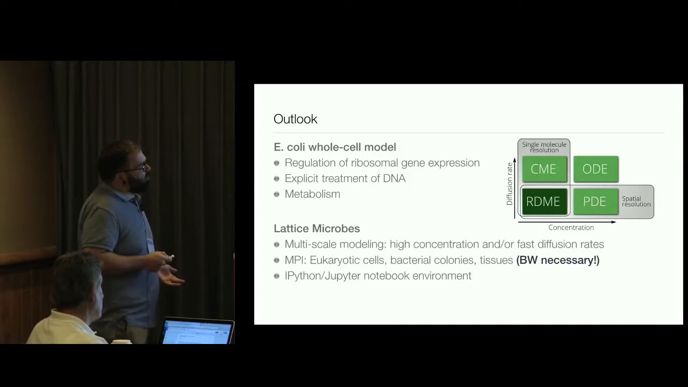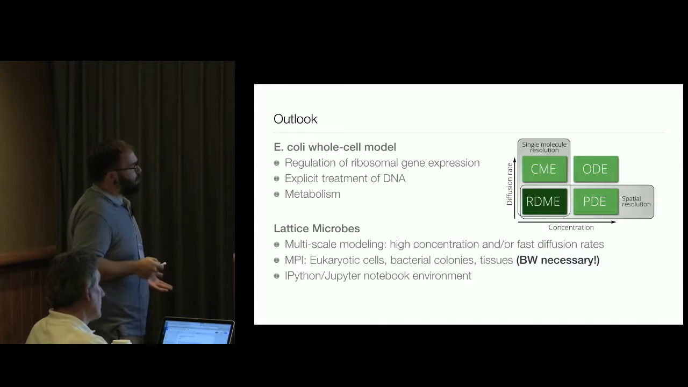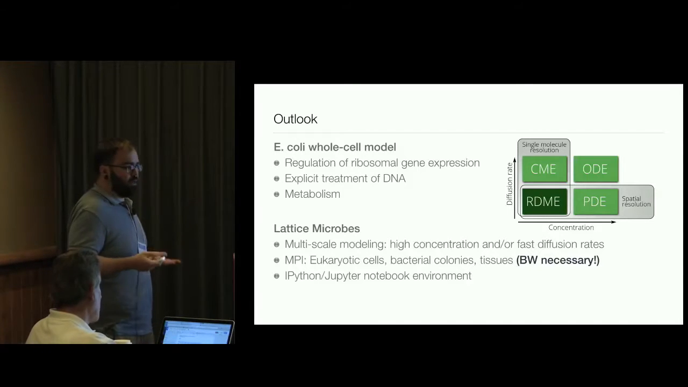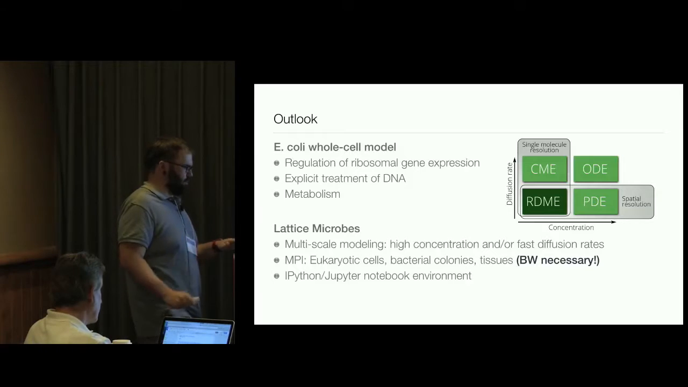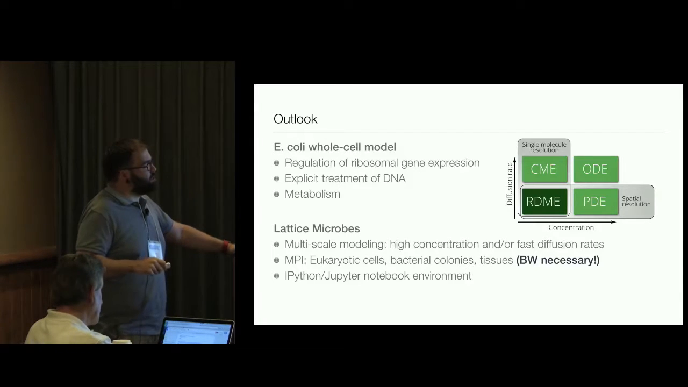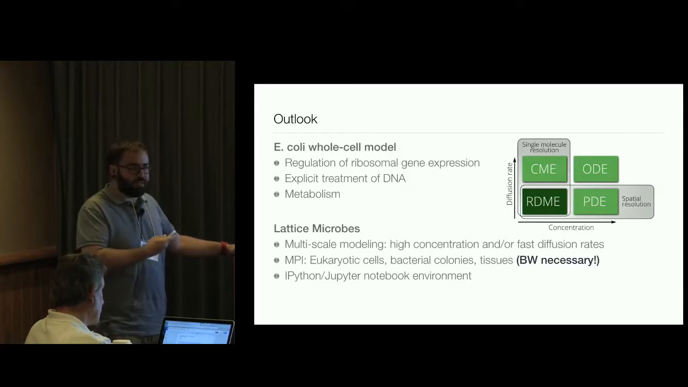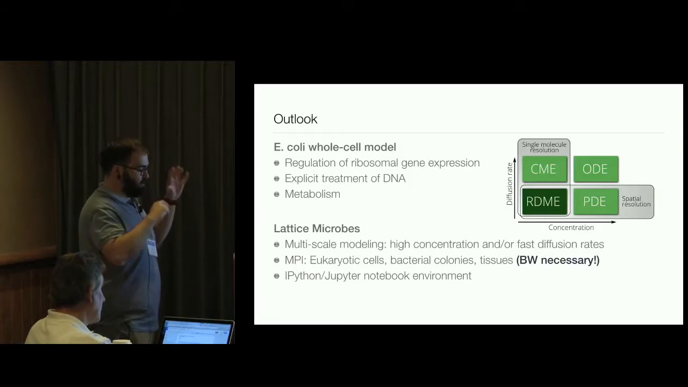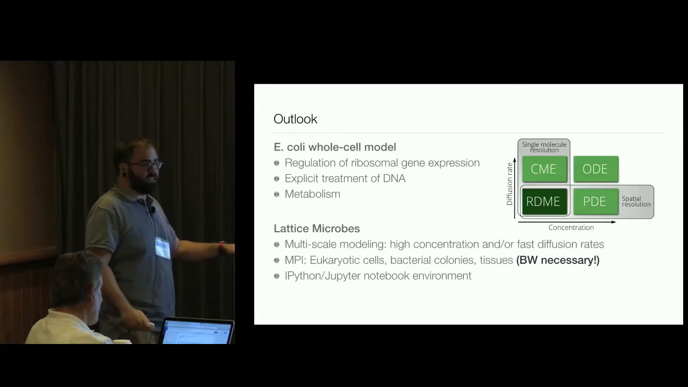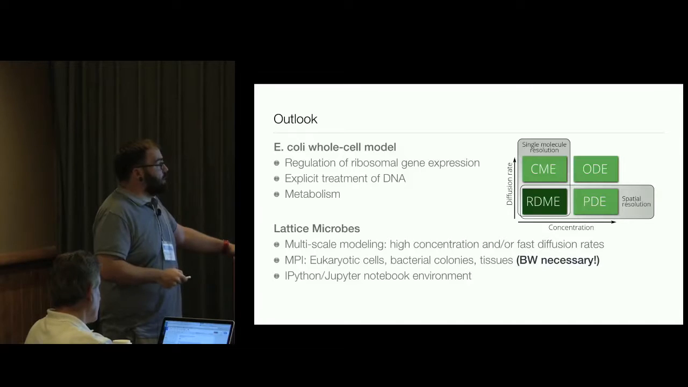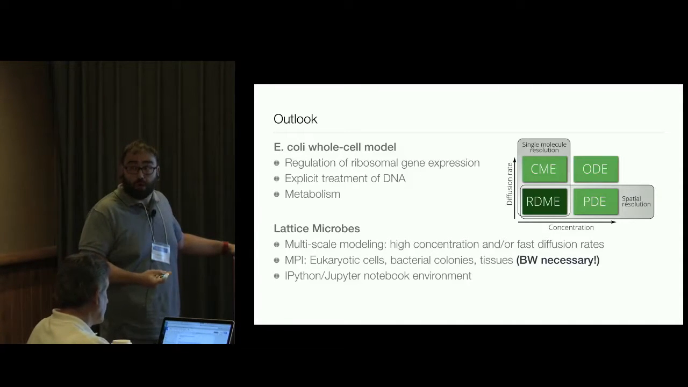So the remaining things to do in my E. coli model are: I want to bring in regulation, so I don't have to pull those rates out of thin air; an explicit treatment of the DNA, which I hinted at on my title slide with the tangled up DNA; and we want to bring in metabolism to have a full cell model.